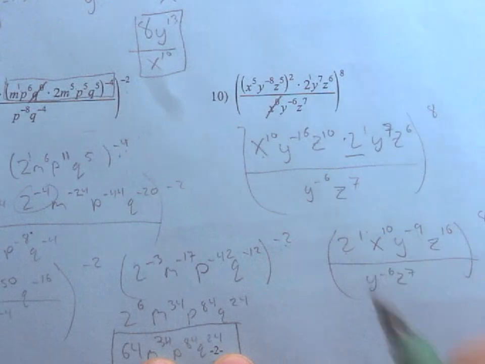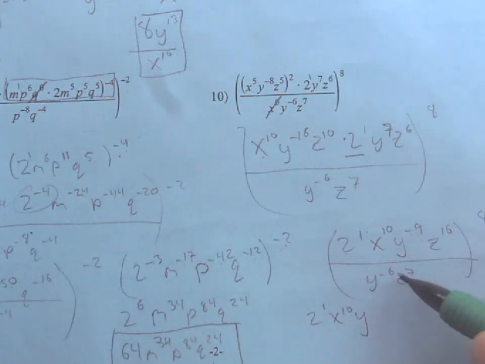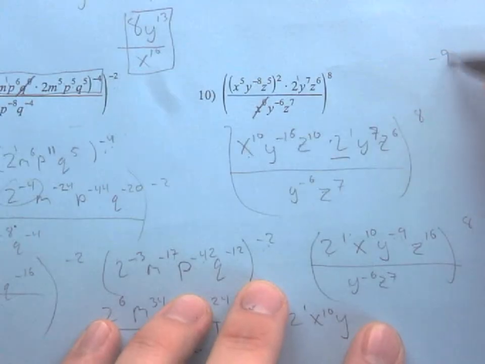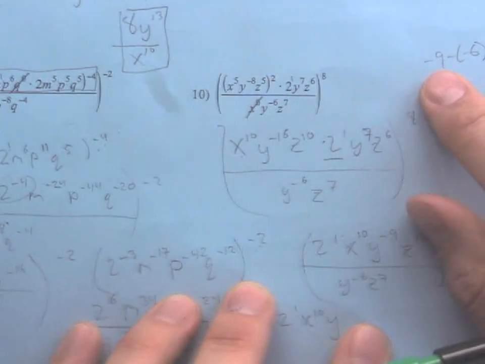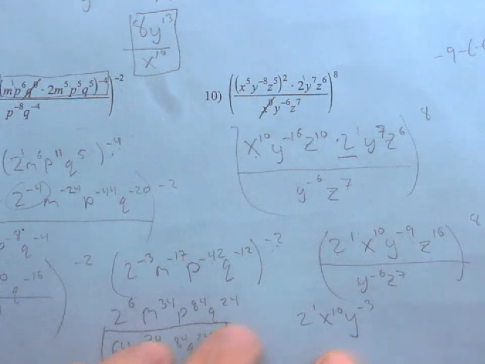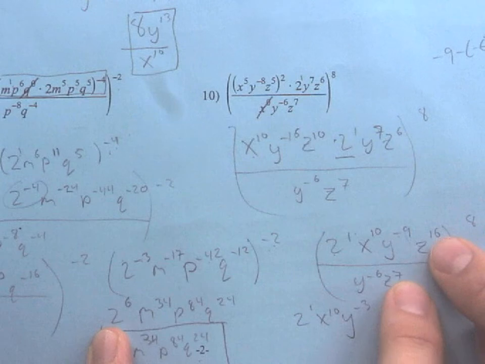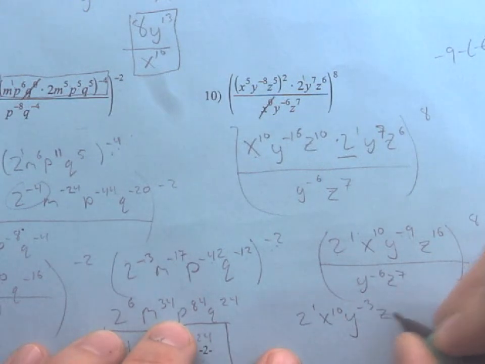Okay, now let's use the quotient property. So we got y's and y's and z's and z's. So we got a 2 to the 1, that hasn't changed. We got an x to the 10, that hasn't changed, but now we have y's and y's. So we're going to have y, and then the power is going to be negative 9 minus negative 6. So negative 9 minus negative 6 is negative 9 plus 6, which is negative 3. Okay, and then we have these guys, the z's, so we're going to subtract again. 16 minus 7 is 9.